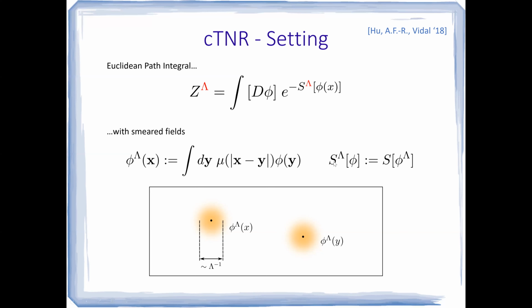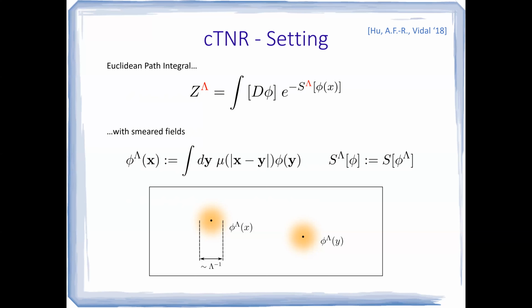And then we can just define the mirrored action as the action evaluated on the mirrored fields. This is exactly the same thing as I was saying before that happens in the continuous mirror, in which the fields are also, after the evolution, replaced with mirrored fields. This is a picture of what is happening, more or less: imagine in 2D the Euclidean path integral, and our mirrored fields have a profile characterized by some length scale 1 over lambda. I'm using the usual notation in which lambda is a momentum cutoff, so the associated length scale would be 1 over lambda, but just think of it as the width of the Gaussian.